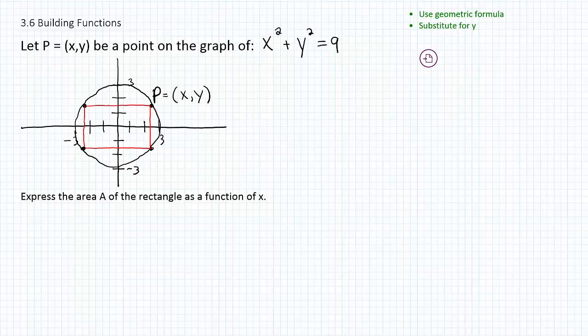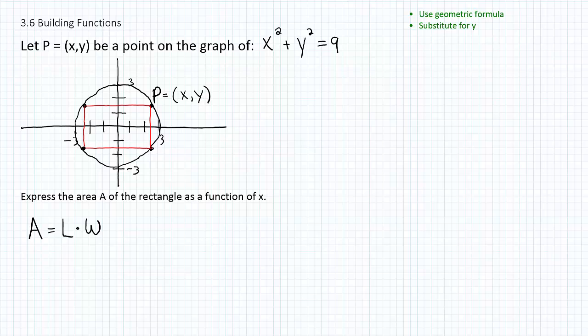So what you want to do in all these building function problems is basically to say, all right, let's work with the geometric part of the problem. Use the formula that's related to that geometric concept. In this case, we're talking about the area of a rectangle, so we need to think about what's the area of the rectangle. Well, we'd say, okay, for all rectangles, the area is usually described as length times width. So that's easy enough to remember.